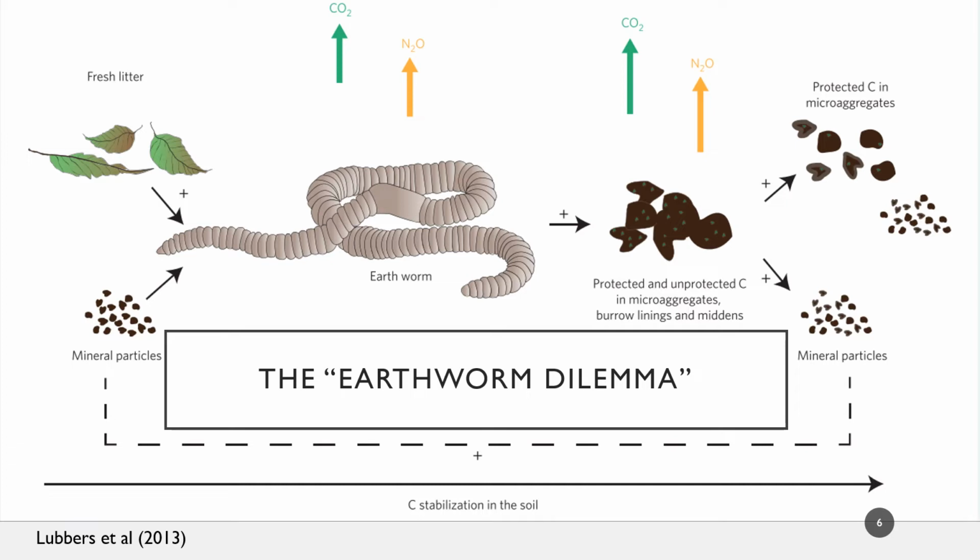But at the same time, a fraction of this carbon will be stabilized in the long run in smaller microaggregates, which is beneficial for the soil carbon balance. So as you can tell, the results of these processes can be positive or negative for the soil carbon balance. And that depends on the intensity of each of these processes. And there's still a lot of uncertainties.